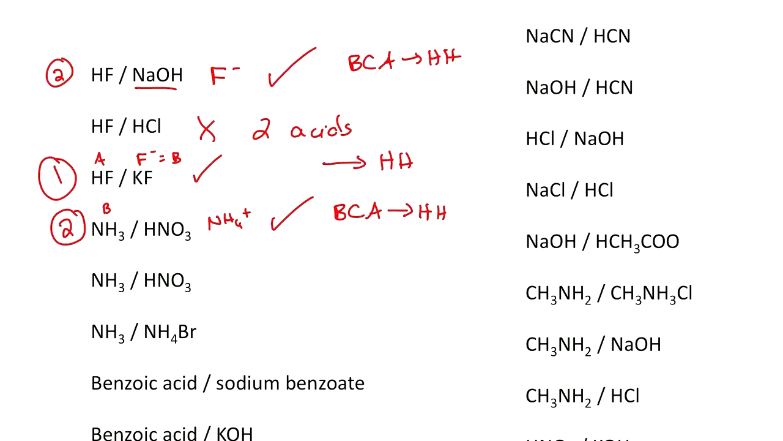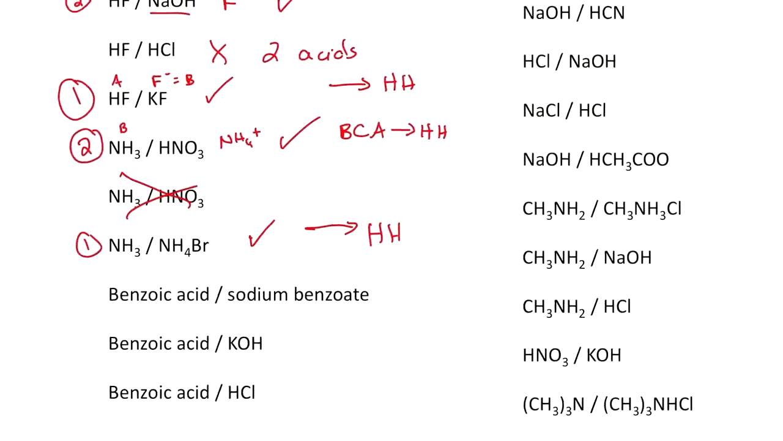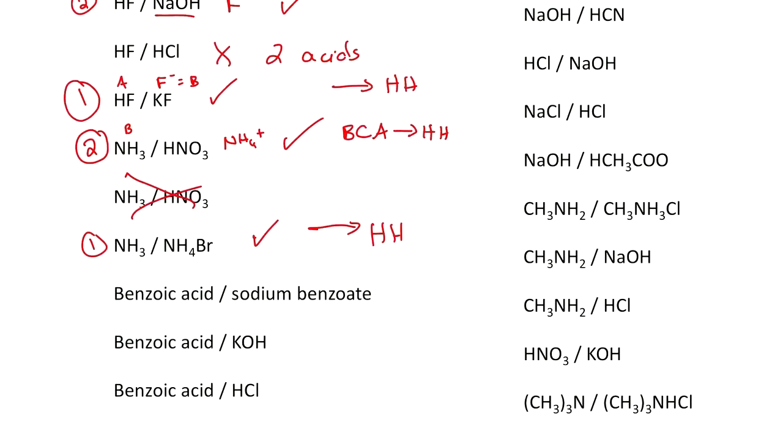Next one. Oh, I have the same one twice. Okay, perfect. Ammonia and ammonium bromide. Is that a buffer? Yes, it is. Do you have to BCA table? Nope, you put that straight into the Henderson-Hasselbalch. So that's number 1. Benzoic acid and sodium benzoate. Is that a buffer? Yes, it is. Do you have to BCA table? You do not, because benzoic acid, I'll just call that HA. Sodium benzoate, that's NaA. So there's HA and A minus, you just Henderson-Hasselbalch straight up.